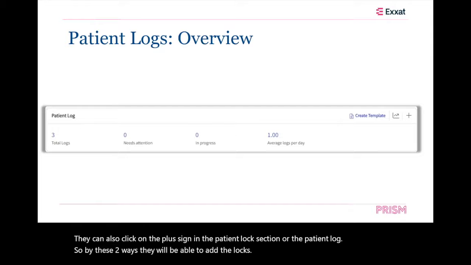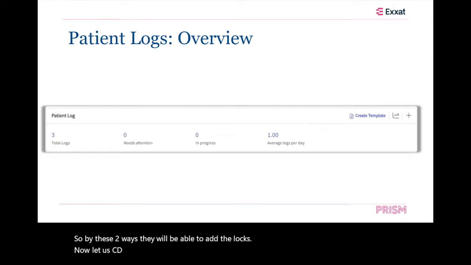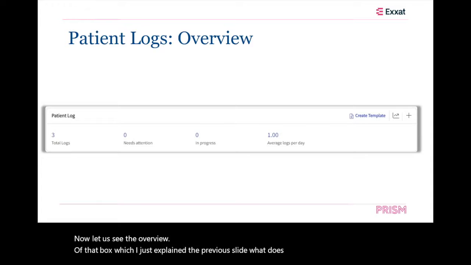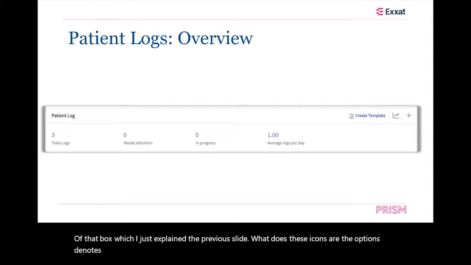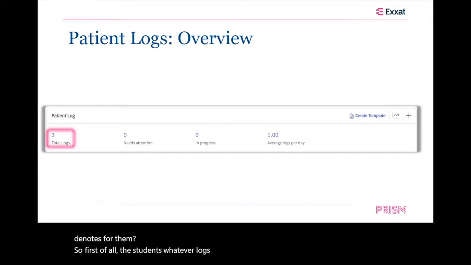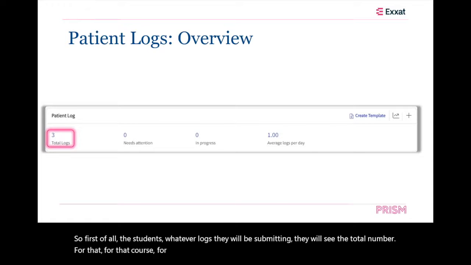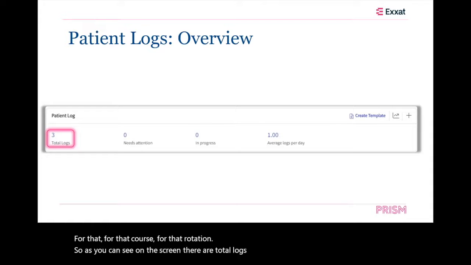Now let's see the overview of that box, which I just explained in the previous slide. What do these icons or options denote? First of all, whatever logs the students submit, they will see the total number for that course, for that rotation. As you can see on the screen, there are total logs 3.